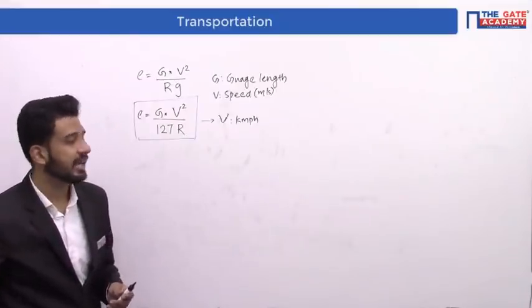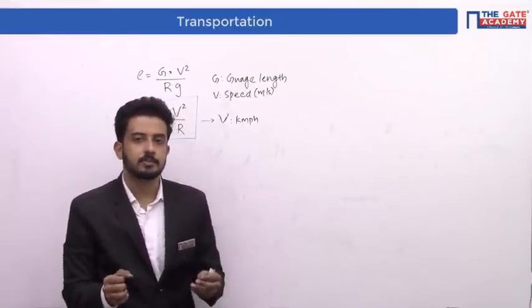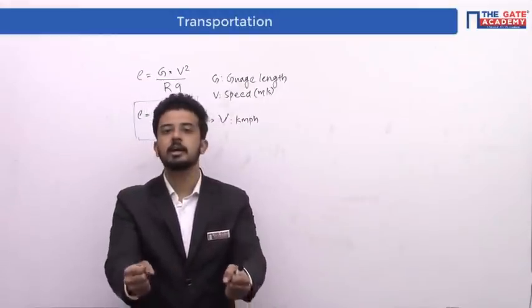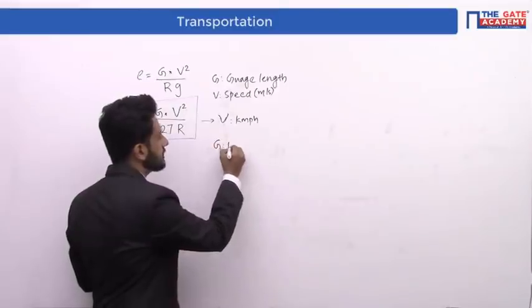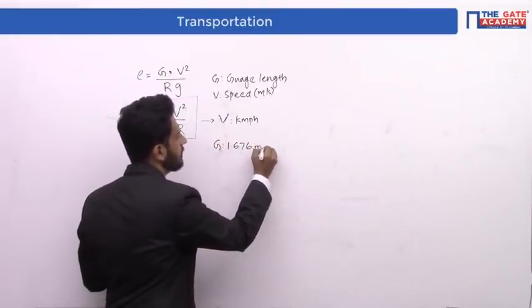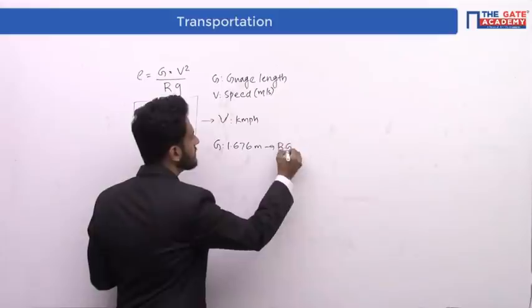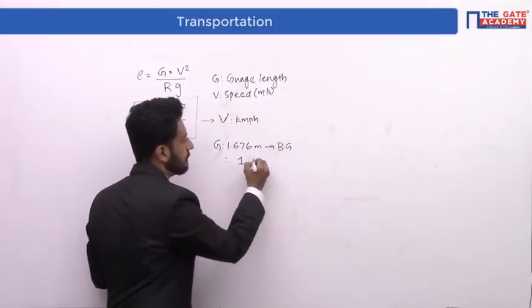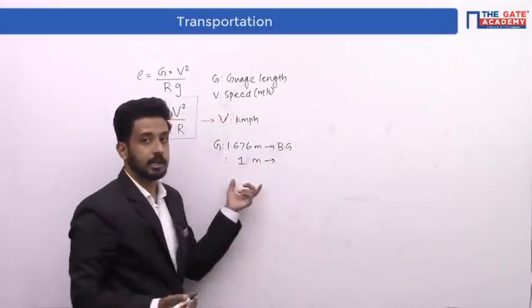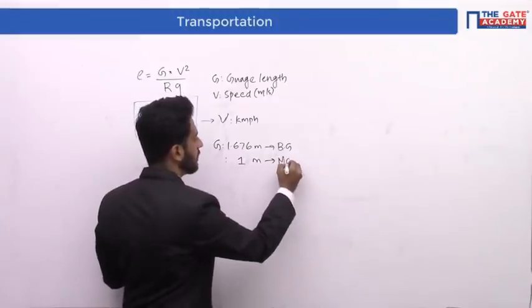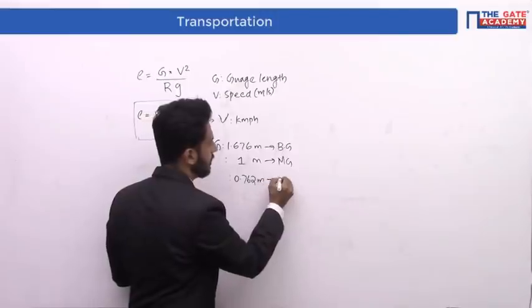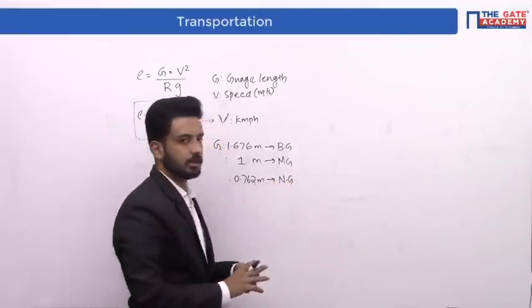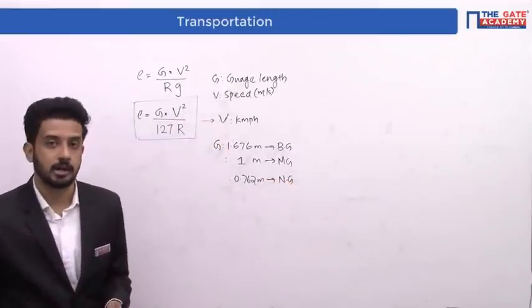Now what is that gauge length? It is the clear spacing between two rails of a railway track. G is equal to 1.676 meter for a broad gauge. So for a meter gauge, what will it be? From the name itself, 1 meter, and 0.762 meter for a narrow gauge. These values you should learn by heart.